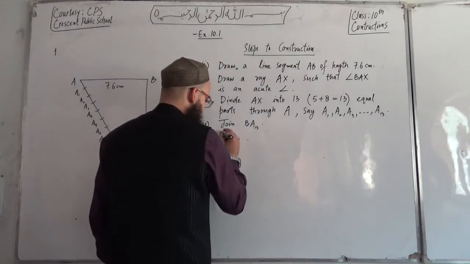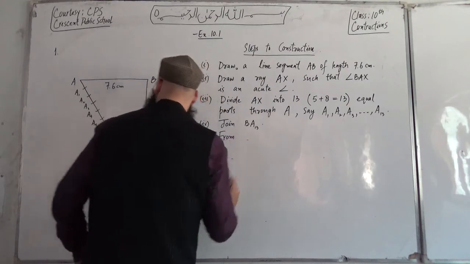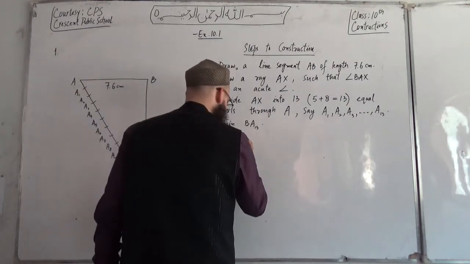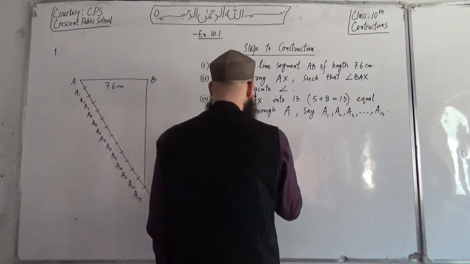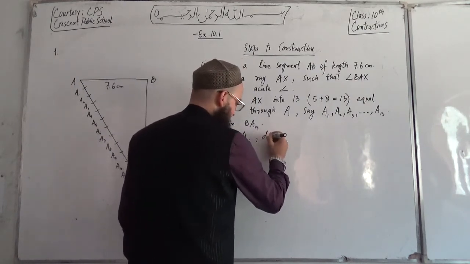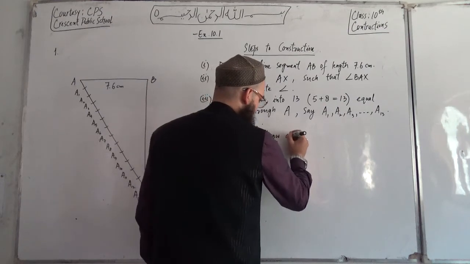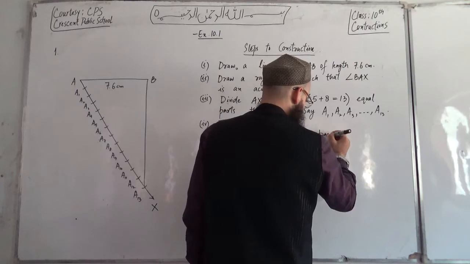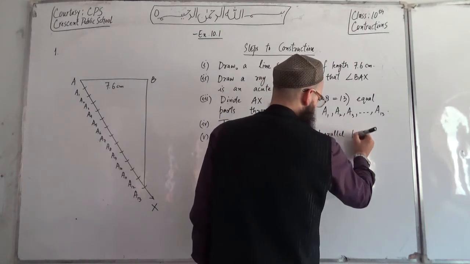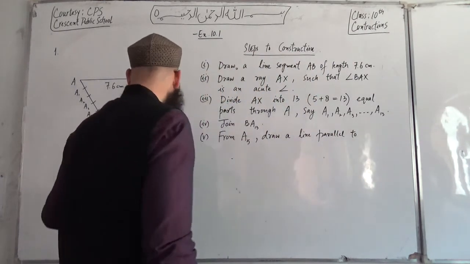So our step is from A5. From A5, draw a line parallel to BA13.